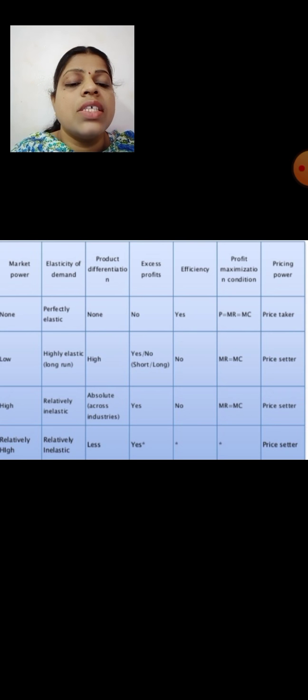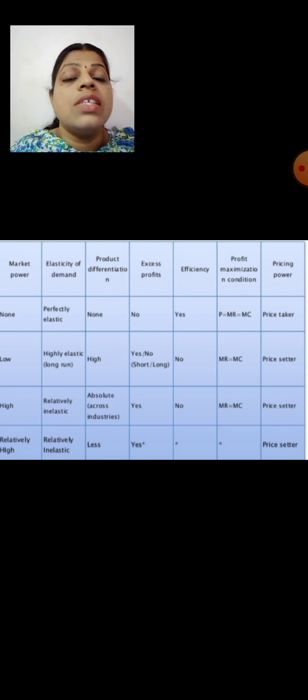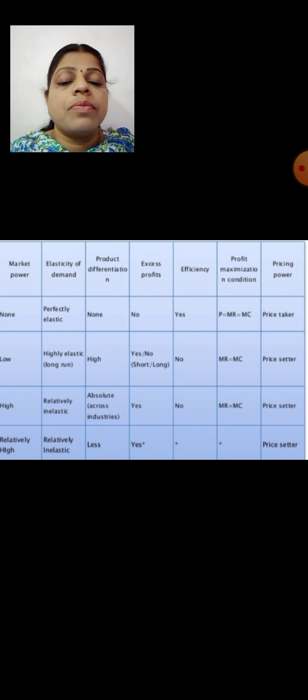Then the pricing power. I told you that in the first one, the perfectly competitive market, the seller is a price taker and not a price maker. In a perfectly competitive market, the seller is the price taker. And in the monopolistic competitive market, he is a price setter. The seller is a price setter.